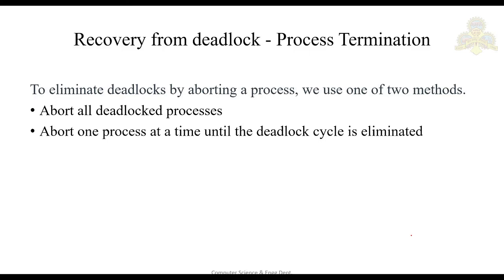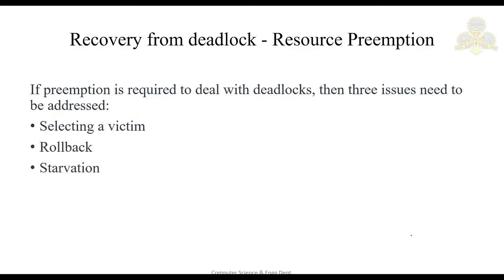like what is the priority of the process, or how many resources the process needs in order to complete the task, or how many processes will need to be terminated, whether the process is an interactive process or a batch process. So these all factors come into picture when you try to eliminate, or terminate, a process from your system. Next thing in the recovery of deadlock, we will see about resource preemption.